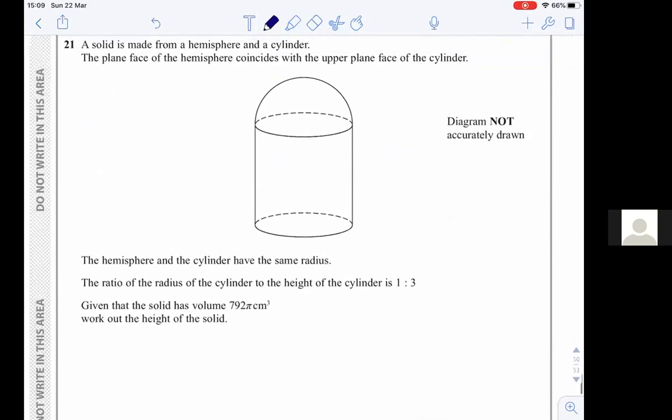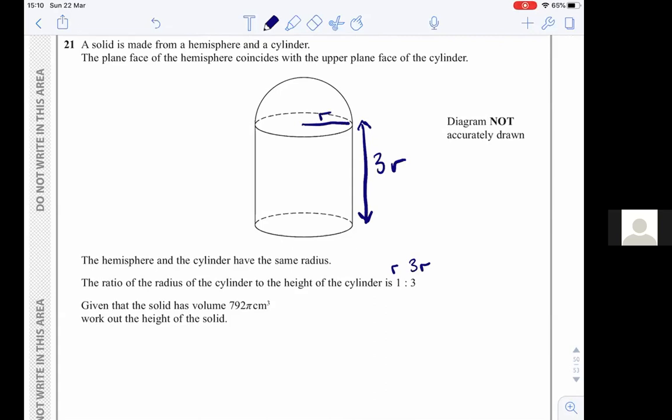Okay, question 21. This is one of the trickiest ones on the paper, if not the trickiest one. So we know that we have a ratio of the radius of the cylinder, if we call this R, to the height of the cylinder is 1 to 3. So if this is R, this is going to be 3R. So the height of this cylinder, we can say, is 3R. And we're saying, given that the solid has a volume of 792 pi centimeters cubed, work out the height of the solid.